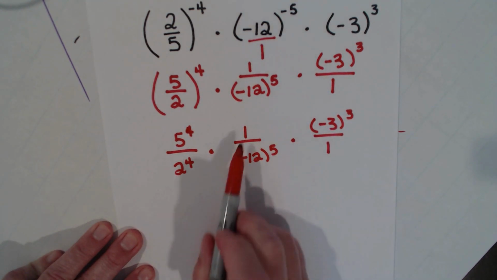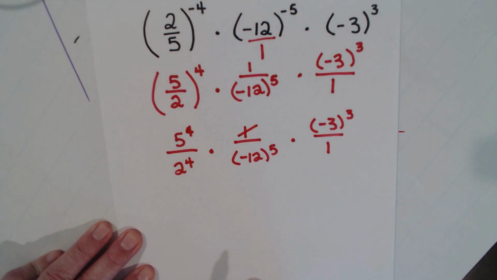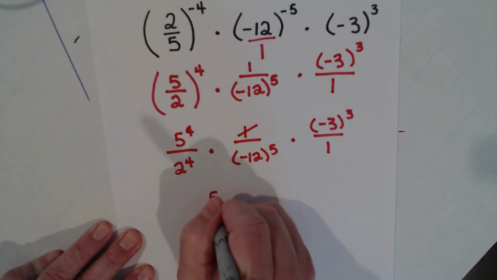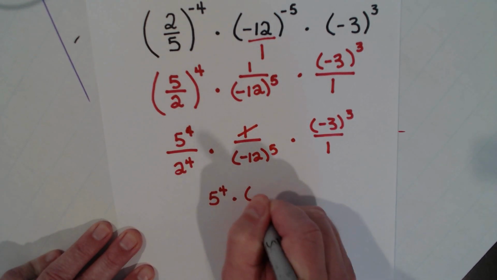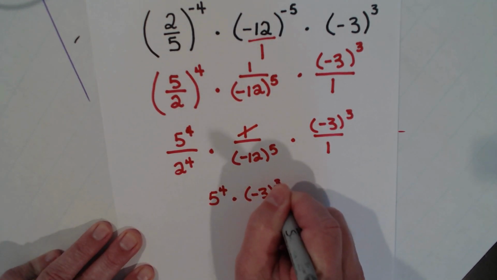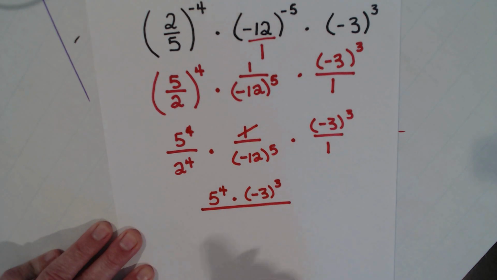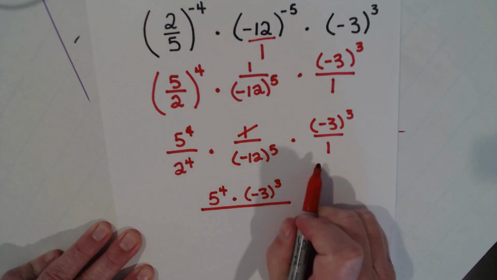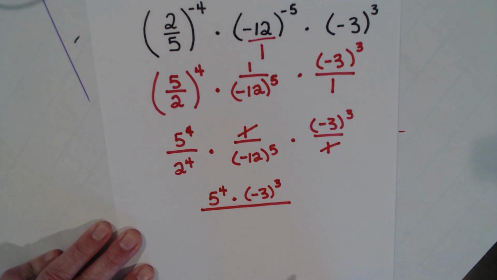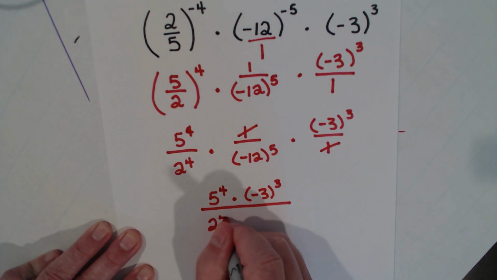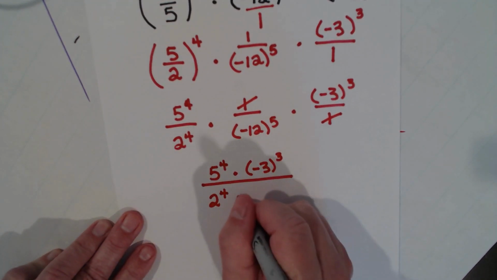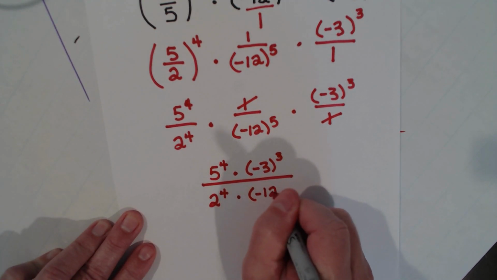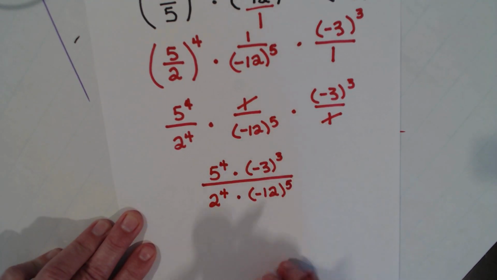All these right here, except this one, need to be written in the top up there. 5 to the 4th power times negative 3 to the 3rd power. Because I want to make one fraction. I want to multiply everything in the top. I want to multiply everything in the bottom. I don't need this 1 right here. 2 to the 4th power times negative 12 to the 5th power.